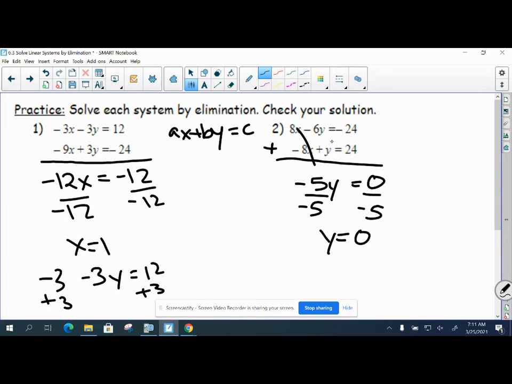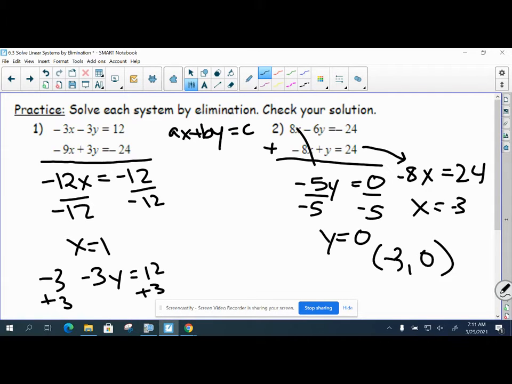Okay, then plug 0 back into the equation. I'm going to use this first equation. So I'm going to say -8x, and then the y is 0. If I divide both sides by -8, I get -3. So (-3, 0). That means if you were to graph these two equations, they would intersect at (-3, 0). That's where their intersection point would be.